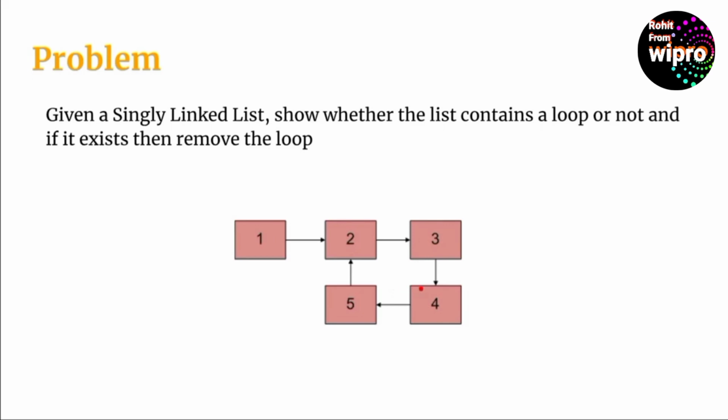If we remove the loop from this singly linked list, the linked list will be 1, 2, 3, 4, 5, and this 5 will point to null, not 2. So 5 will be the last node of the singly linked list. Let's have a look at the approach.